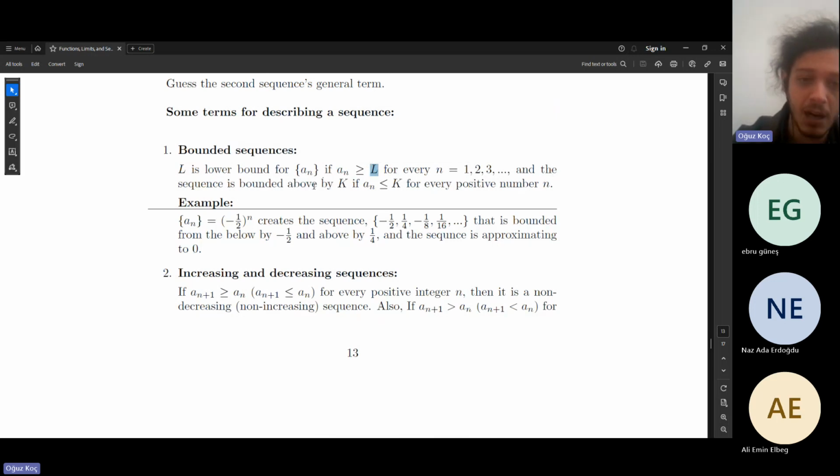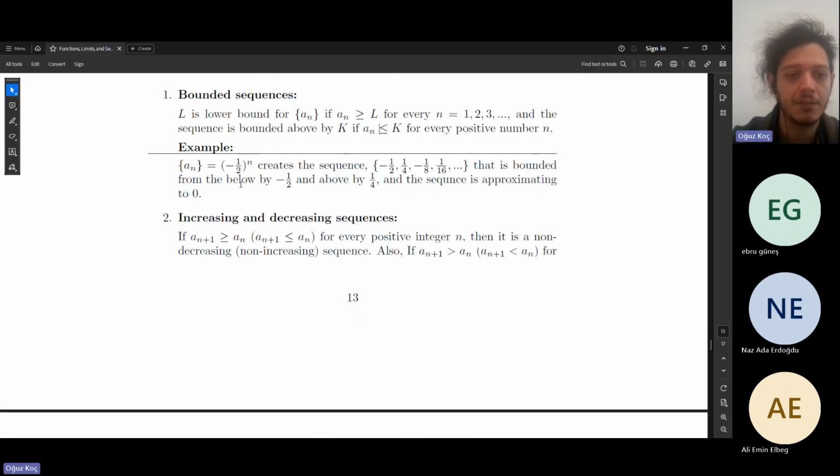The sequence is bounded above by k if a_n is smaller than or equal to k for every positive number of n, which means no member of the sequence a_n is greater than k. So we can say that k is an upper bound for our sequence.